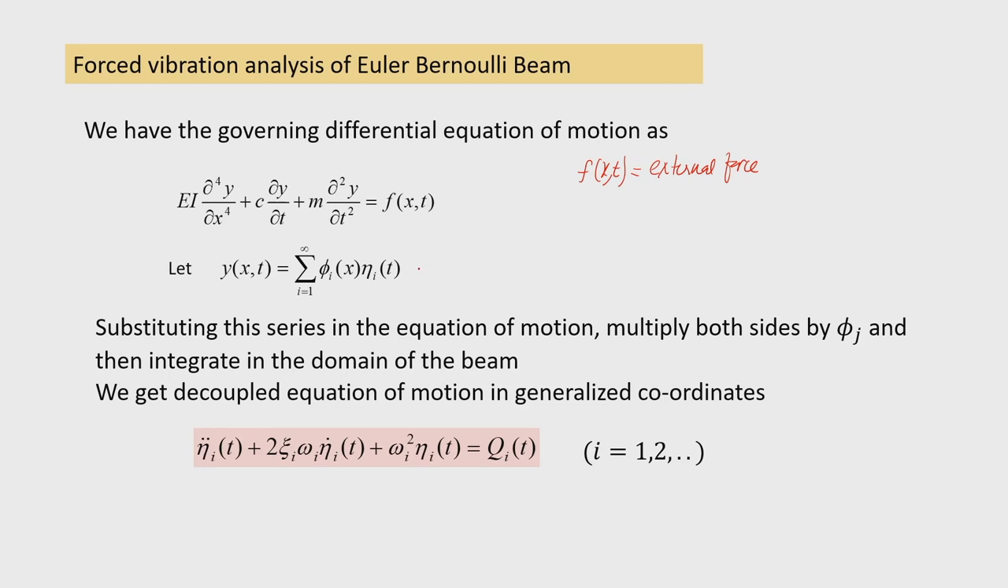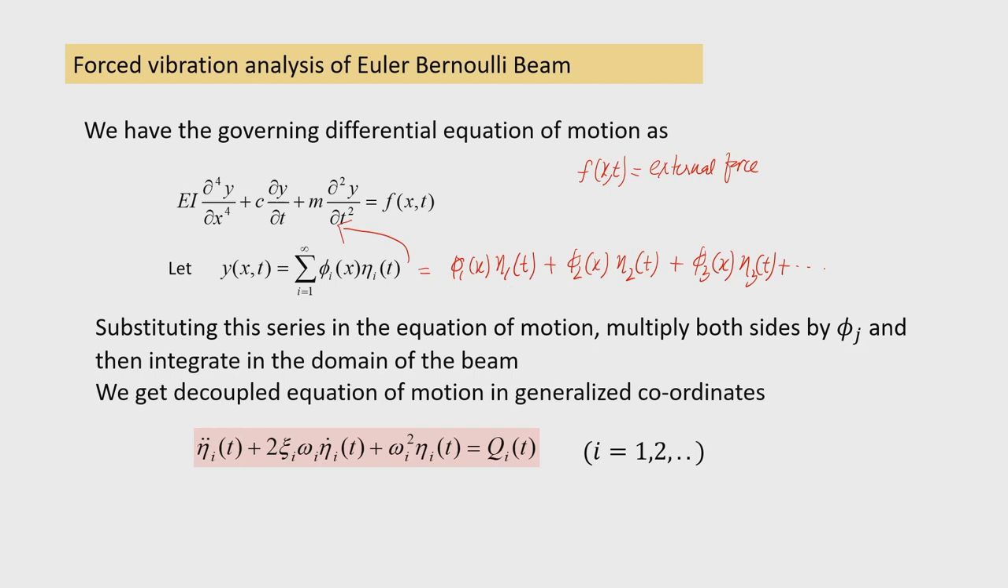So if you expand this, you can see φ_1(x) η_1(t) plus φ_2(x) η_2(t) plus φ_3(x) η_3(t), like that it will continue. And interestingly, you will note that in some cases only the odd number of terms will contribute, and the even number of terms will have no contribution if the location is such that at this point a node is situated in the mode shape function. So sometimes only the odd number of terms are necessary, and the even number of terms can be neglected. Okay. Now this series is substituted in this equation.